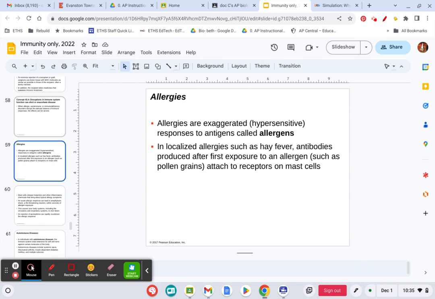Allergies. Allergies are hypersensitivities to certain molecules. We call those molecules allergens. So you have pollen. Anyone allergic to pollen? You're allergic to plant sperm. You gotta love it. Hay fever, for example.